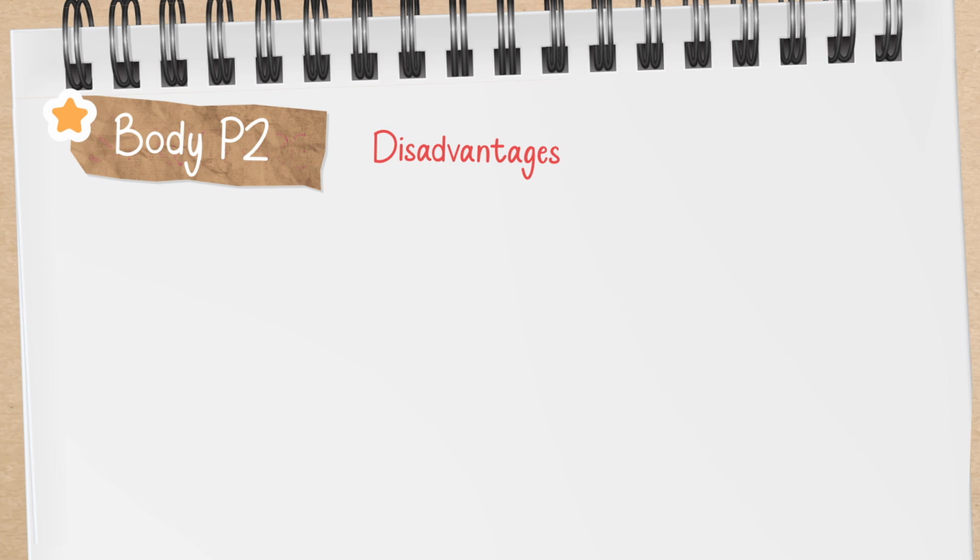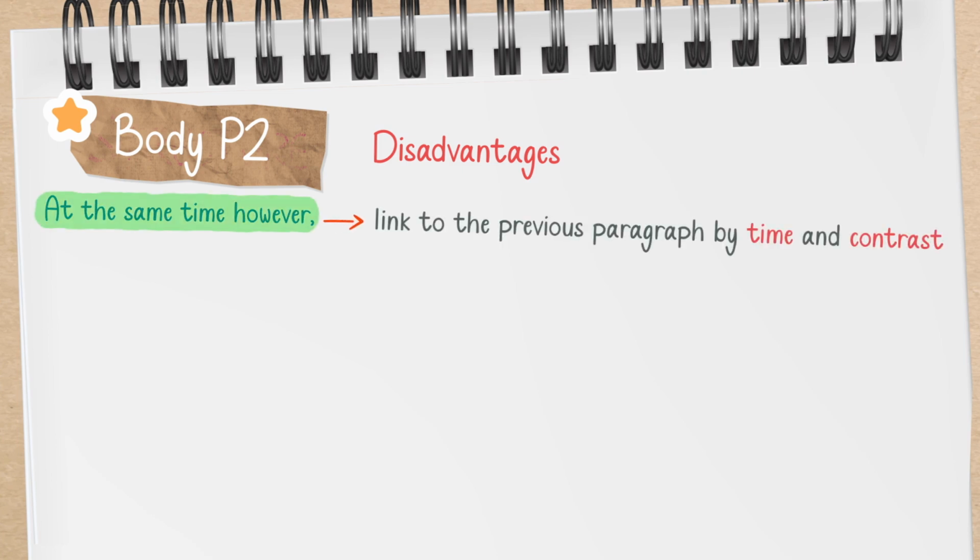Here, I'm going to link it in 2 ways, time and contrast. At the same time, however, this is a very good phrase that I'm telling the reader, the examiner, that, all right, in our previous paragraph, we worked on advantages. Now here, we're going to work on disadvantages or negative points.